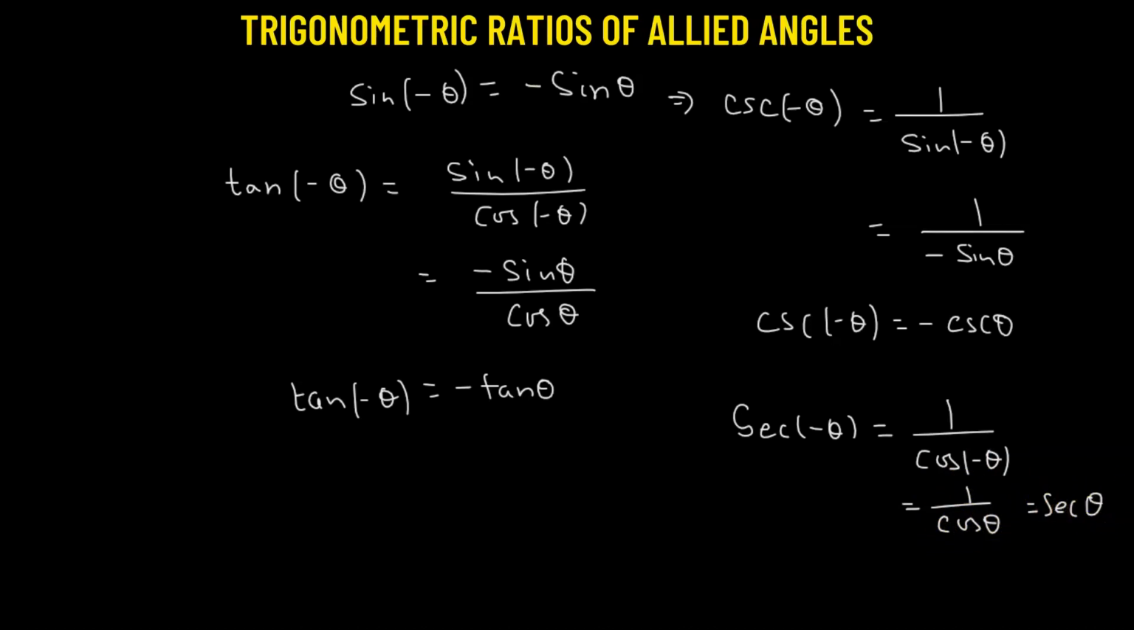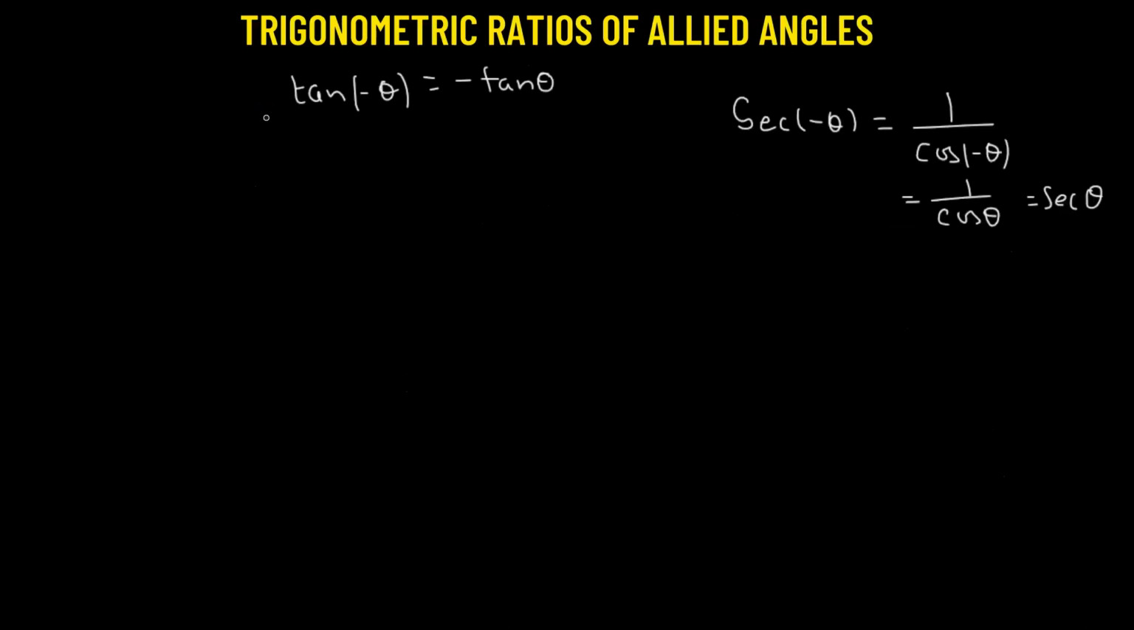So let's note down everything. Here we have finally obtained that sine of negative theta, in terms of its allied angle theta, will be negative sine theta. Cosine of negative theta, when we write it in terms of its allied angle theta, we get cosine of theta.